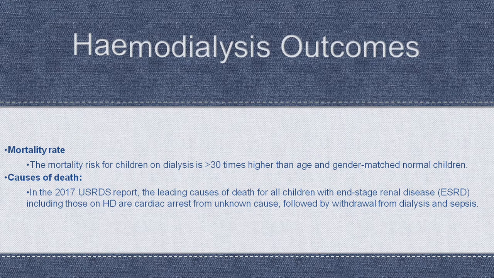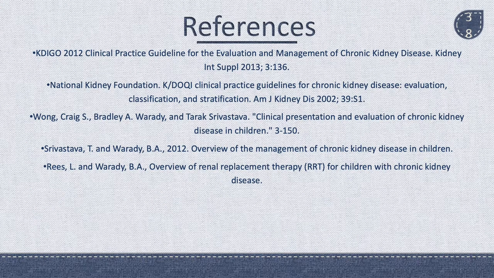Lastly, we will consider the outcomes of hemodialysis. The mortality risk for children on dialysis is 30 times higher than age and gender matched normal children. In terms of the causes of mortality, the most common causes are cardiac arrest from unknown cause, followed by withdrawal from dialysis, and sepsis. Below is a list of references used when compiling this presentation.